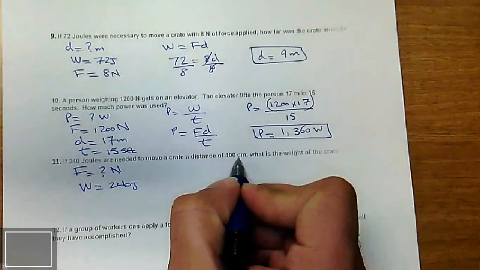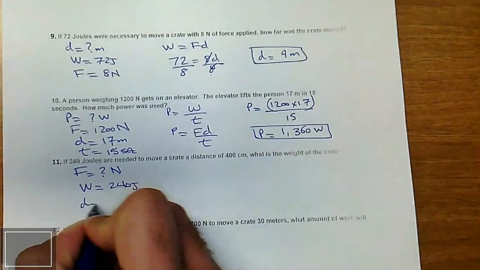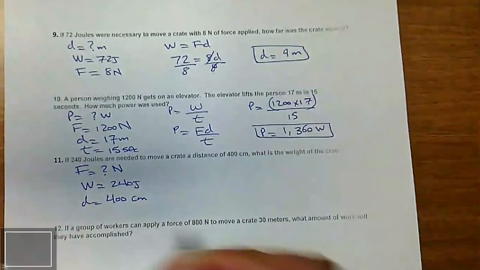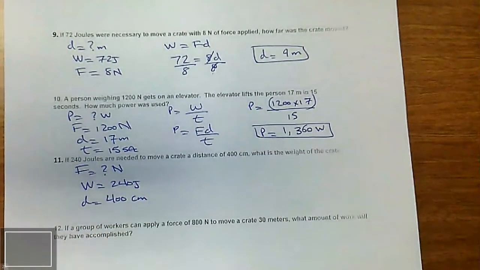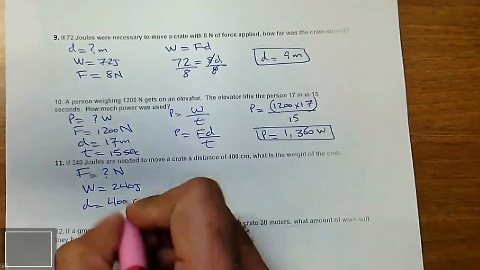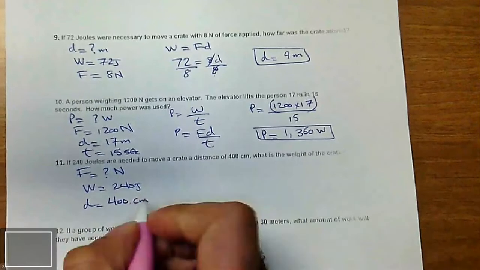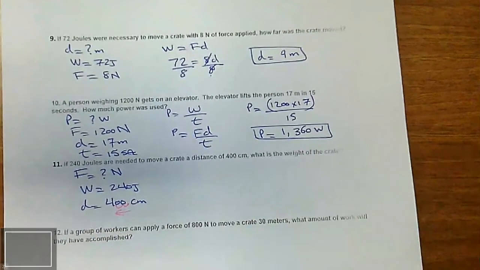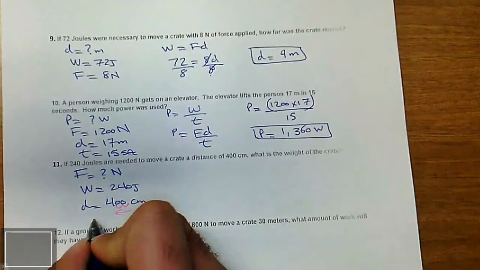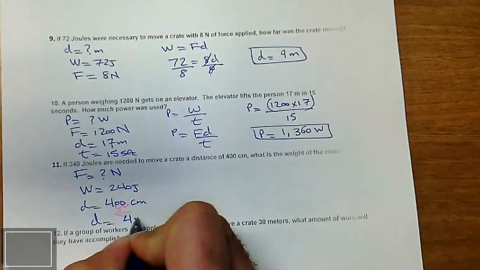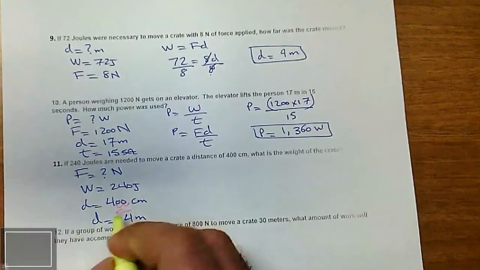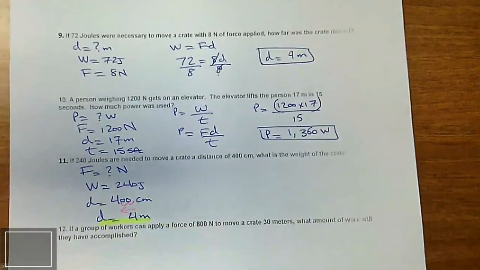And finally, we've got a distance of 400 centimeters. Now, it's 400 centimeters, which means you've got to convert to meters. So our decimal, as it stands right now, is here. And we've got to go back 2 spots, or divide by 100. So our actual displacement is 4 meters, and that's what we're going to use as far as our displacement is concerned. Make sure that you are in meters.